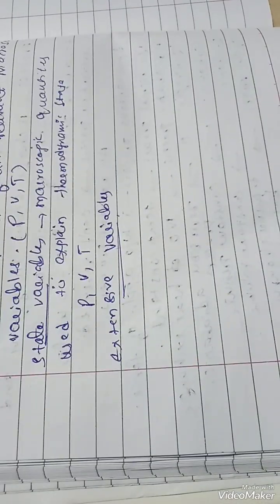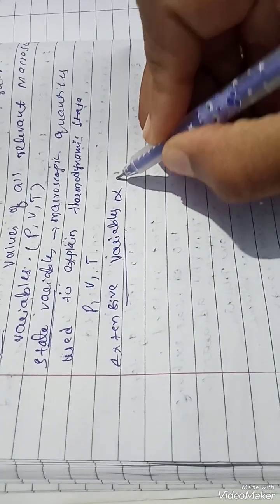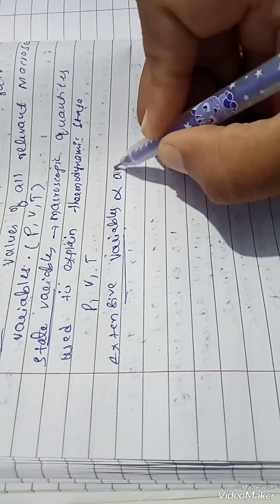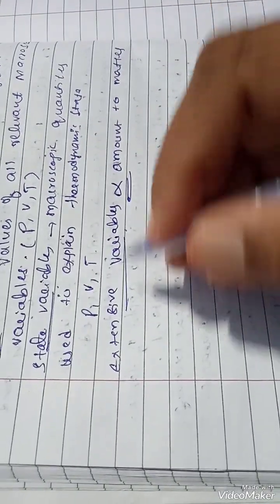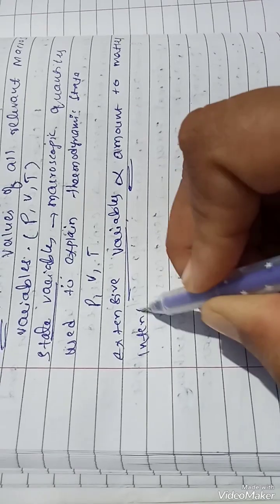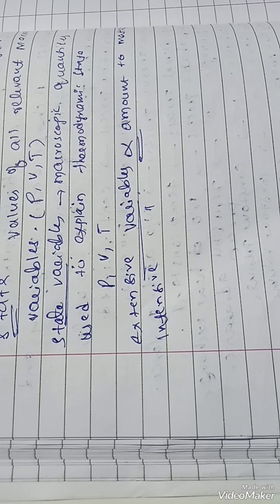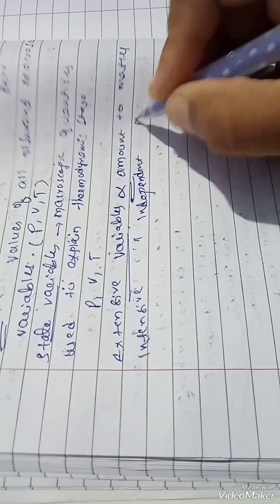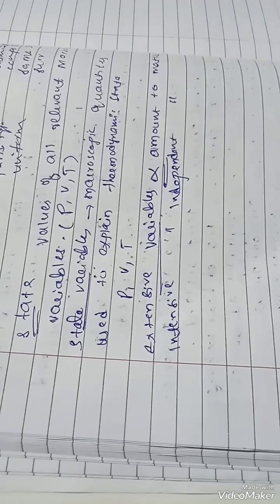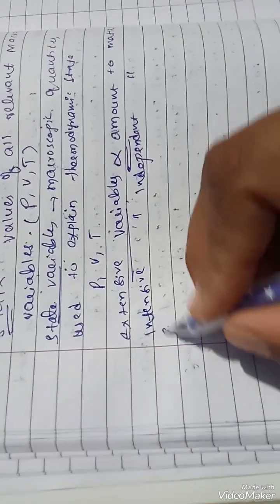Extensive variables means those variables that are proportional to the amount of matter. All variables proportional to the amount of matter. Similarly, intensive variables are those variables that are independent of the amount of matter. Right? Now next, equation of state.